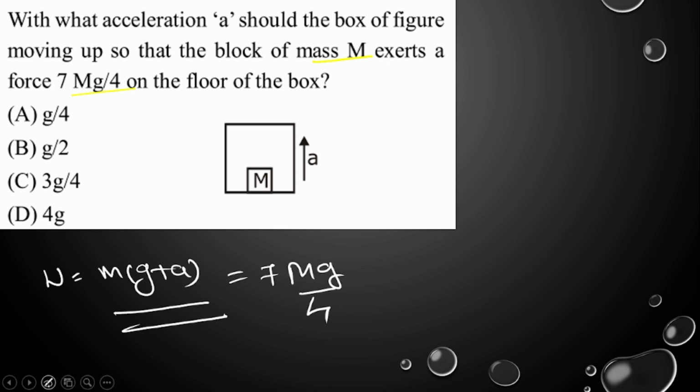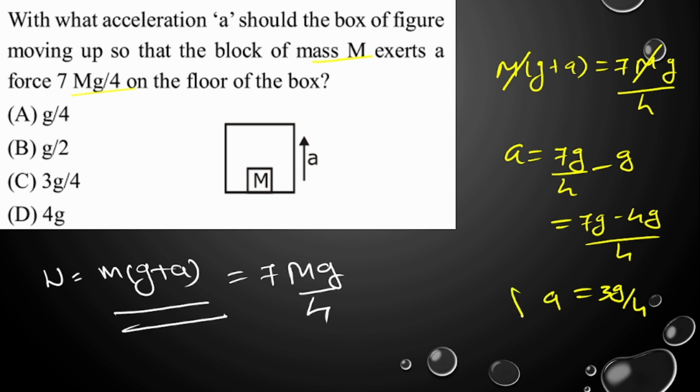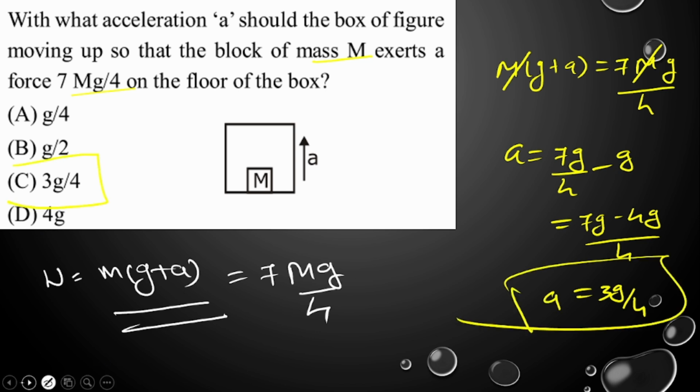Let me solve. m into (g plus a) equals 7 mg by 4. m and m are gone. So acceleration equals 7g by 4 minus g, which is (7g minus 4g) by 4, and total is 3g by 4. Acceleration is upward, definitely upward.